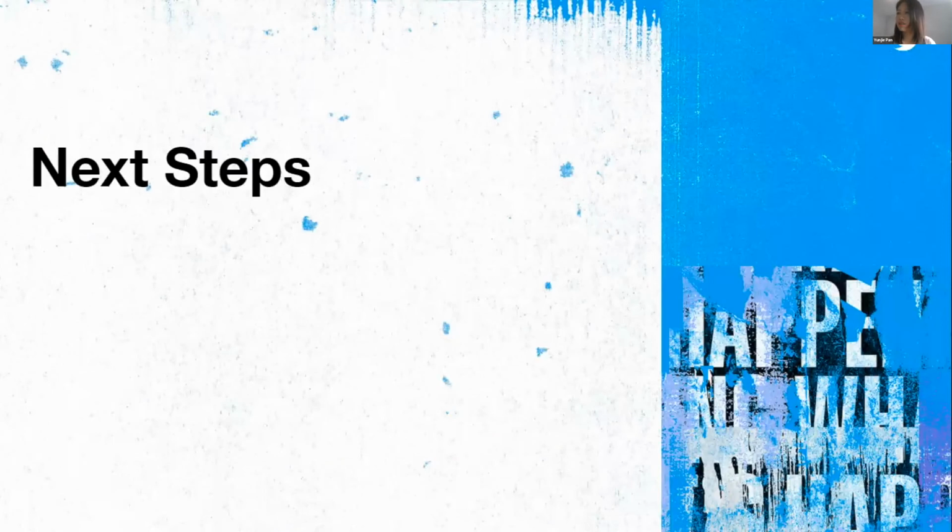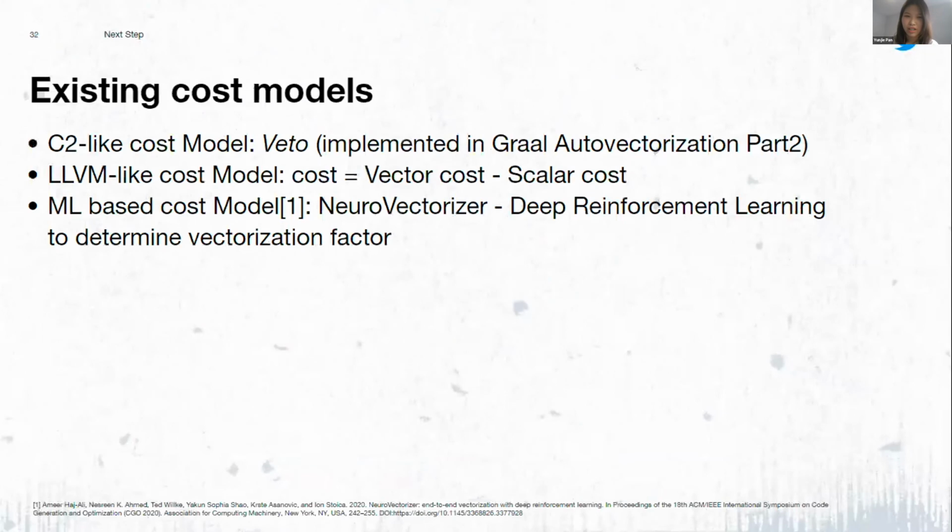And finally, I'm just going to talk about what we could do for auto-vectorization in the future. The existing cost models are the C2-like cost model, a veto, which we have already implemented and talked about. So if it's not profitable to do the vectorization, we just disable it. And there's also an LLVM-like cost model, which estimates the vectorized instruction cost and the scalar instruction cost, and calculates whether it's profitable to do so or not.